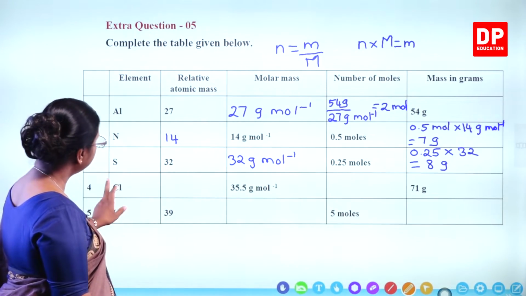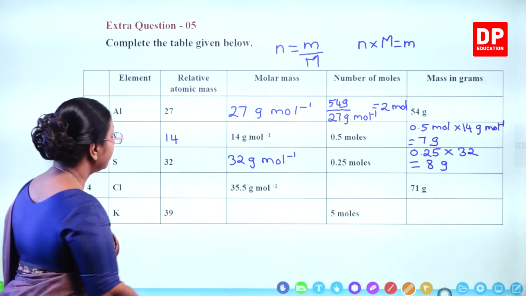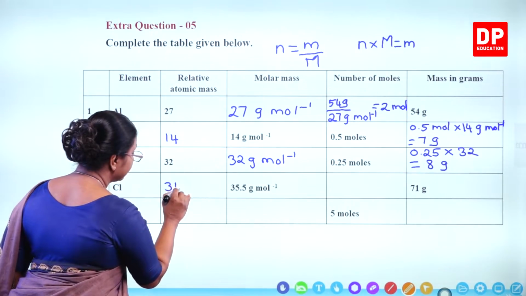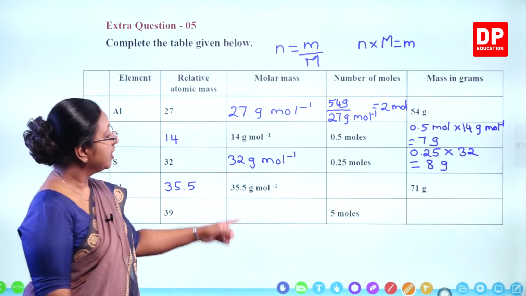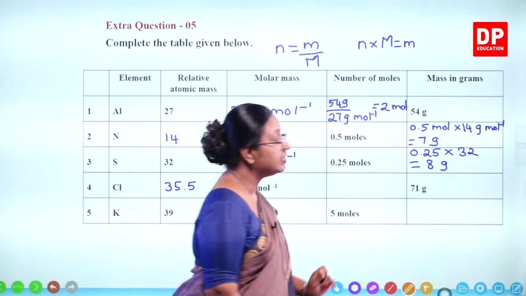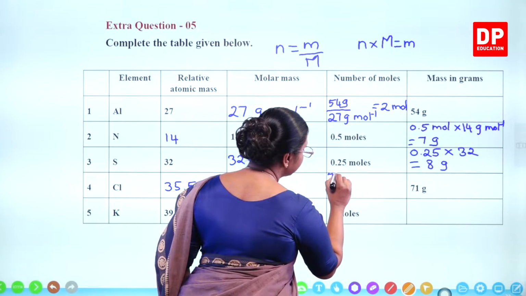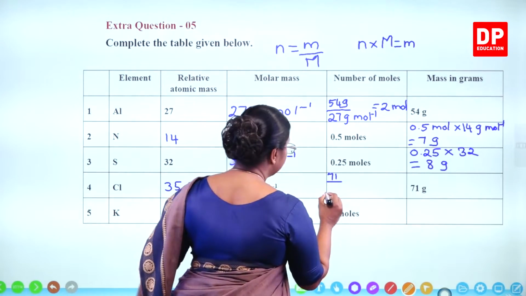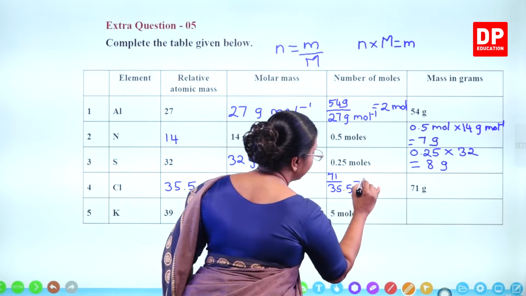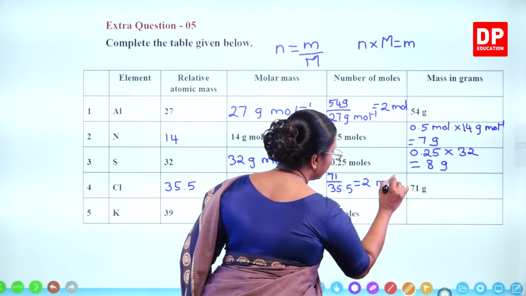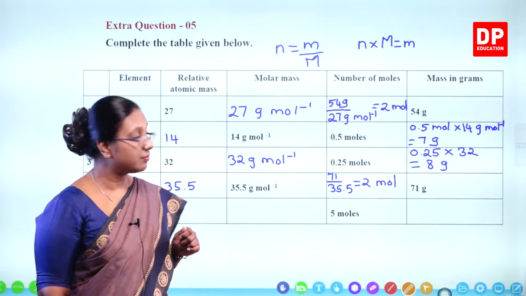Then chlorine. Here it is atom, Cl, atom only. 35.5 grams per mole. So the relative atomic mass is 35.5. Then here mass is given, 71 grams. So what do we do? We divide 71 by 35.5. That will be equal to 2 moles. So that's how we find the number of moles.